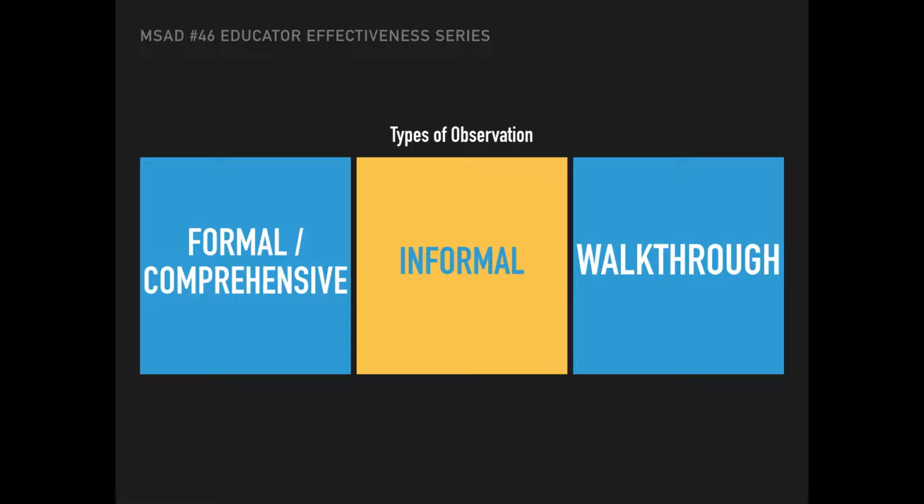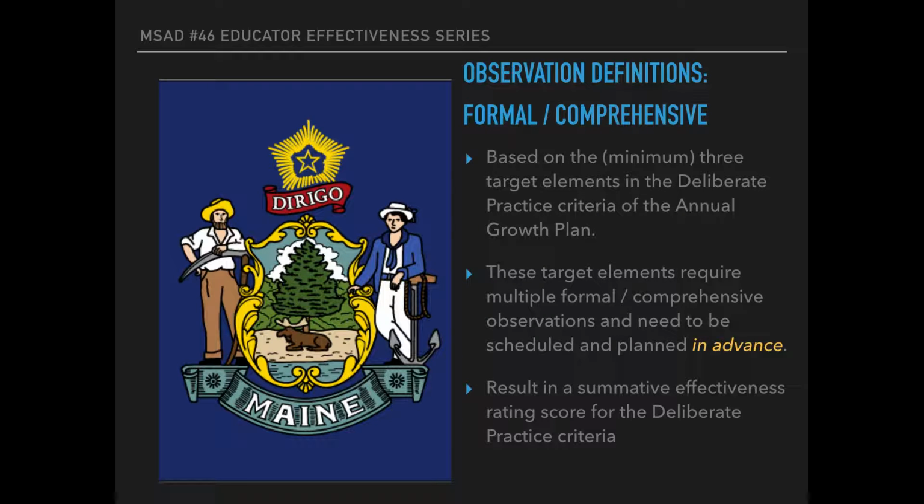But this video right here is mostly going to talk about the 3 different types of observations that we have in our district, because there are 3 different ones. There's a formal, also known as comprehensive, there's an informal, and there's a walkthrough. All 3 have different functions and different purposes, but all 3 are very important for how they can develop and create an overall effectiveness rating at the end, through an aggregation of data and through a conversation between teacher, educator, and evaluator or administrator.